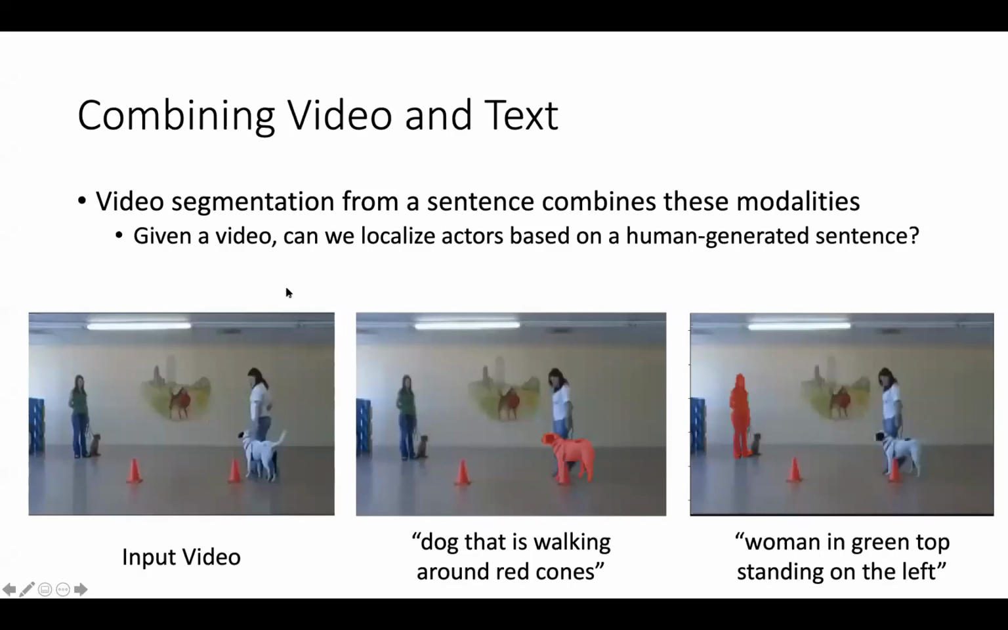So in this problem, we're given a video sequence and a text query, and we want to localize the object or actor based on this sequence. So for example, for the same video, we can have the dog is walking around the red cones, and we would segment this dog, and the woman in the green top standing on the left, and we would segment this woman.